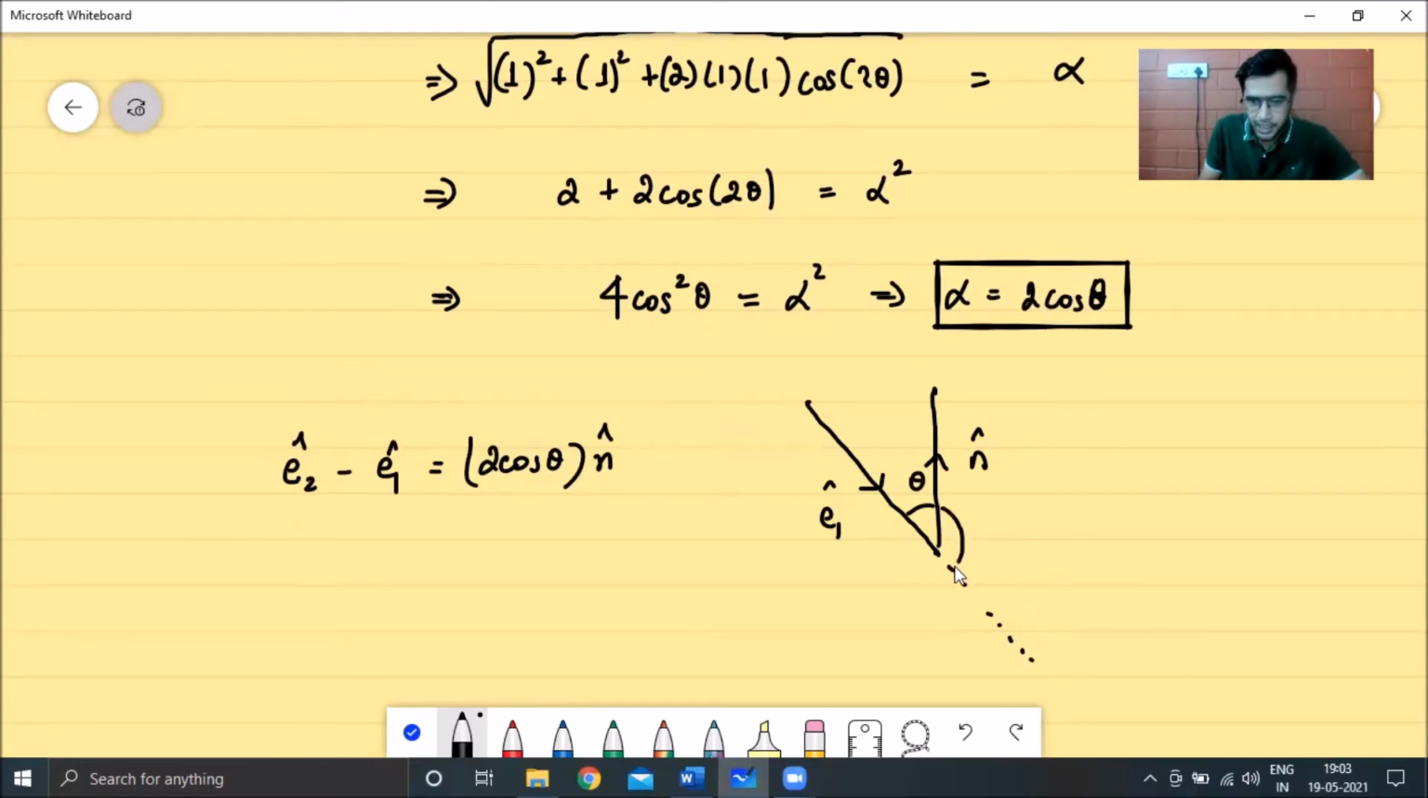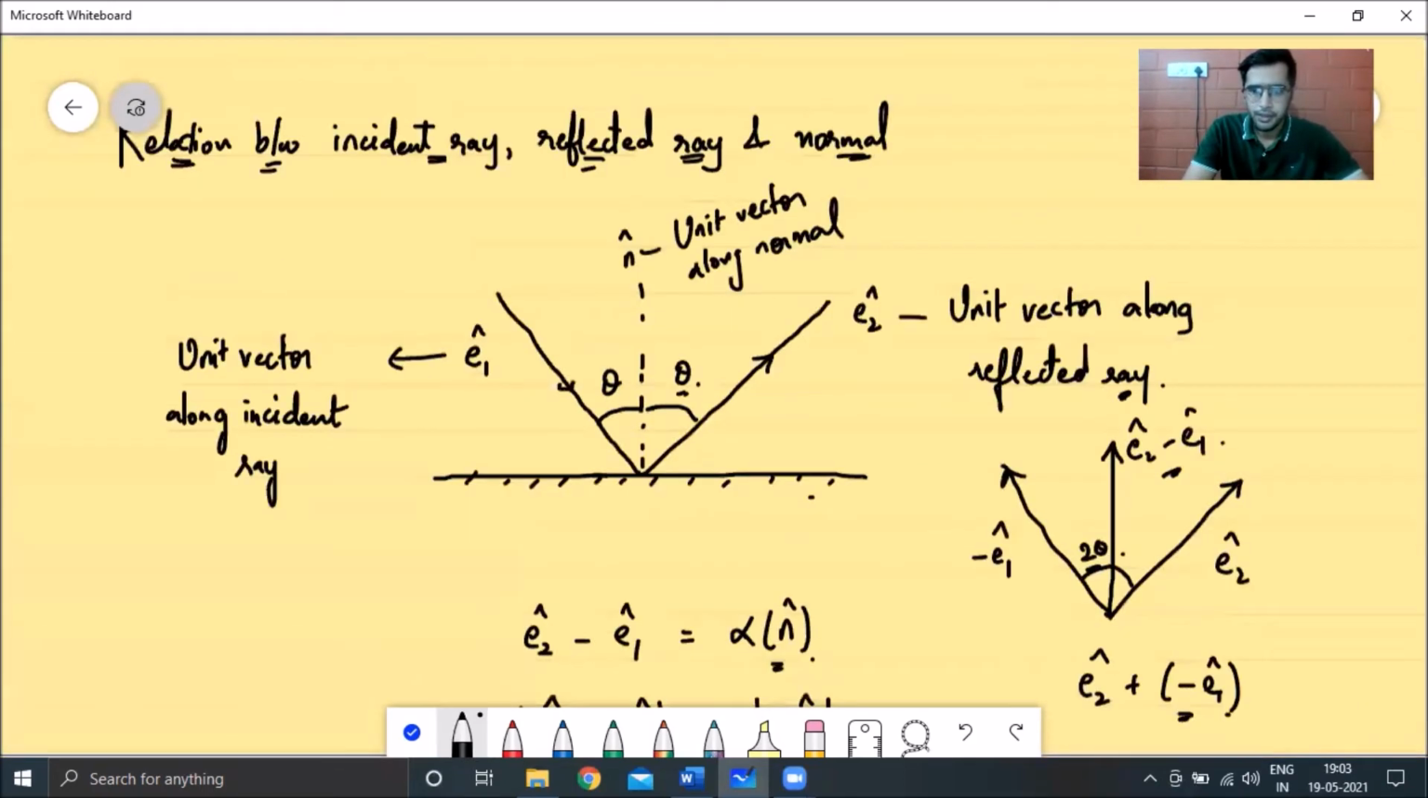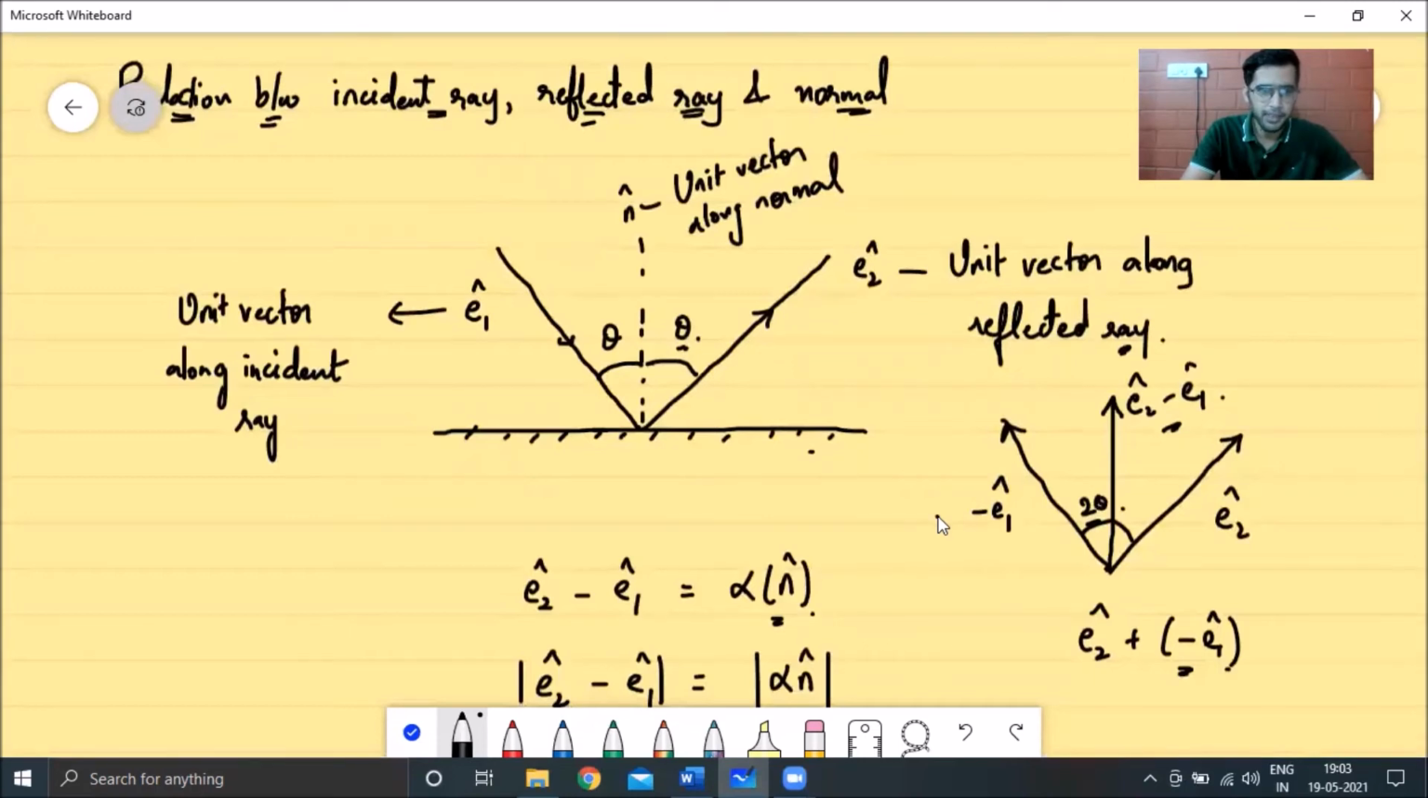So the angle between E1 cap and N cap will be equal to 180 minus theta, right? So what will E1 cap dot N cap be equal to? It's a dot product of these two unit vectors. So it will be equal to 1 into 1 into cos of 180 minus theta. It will be equal to cos of 180 minus theta.